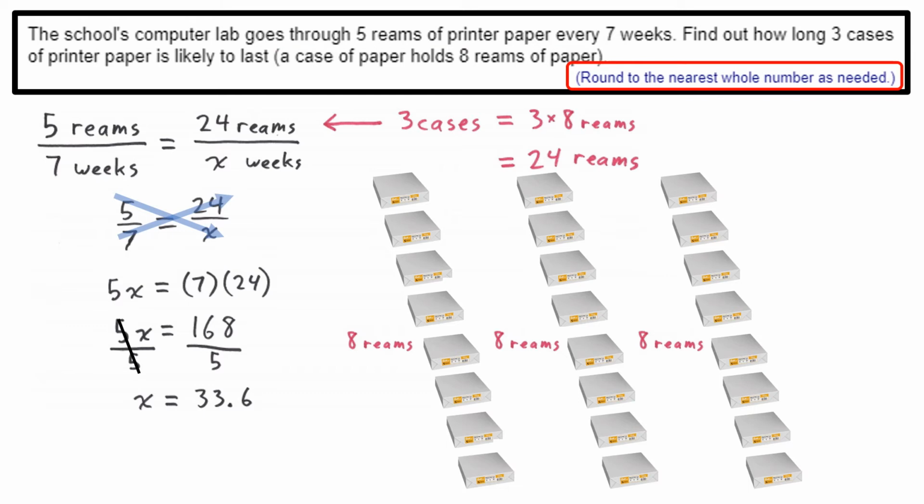Note that the question asks us to round to the nearest whole number as needed. And so this one can be rounded by looking at that 6 that's in the tens place. Since it's 5 or more, we'll round up. So X is approximately 34 weeks. Which means if we have 5 reams of paper that last 7 weeks, then 3 cases of paper should last about 34 weeks.